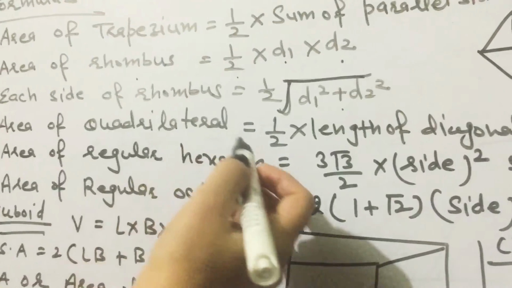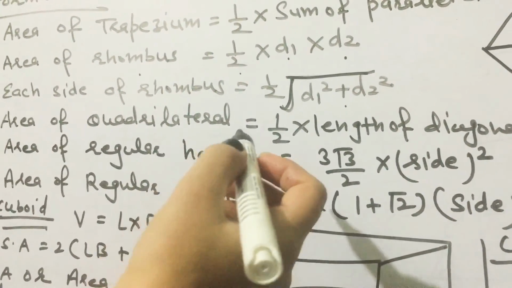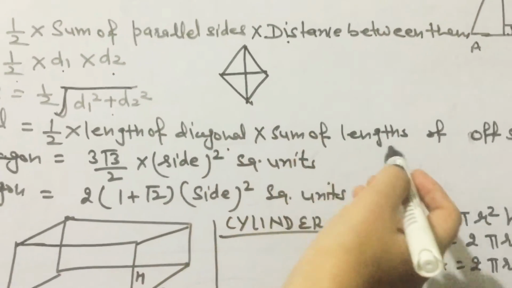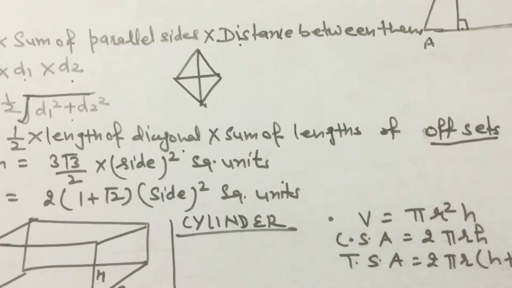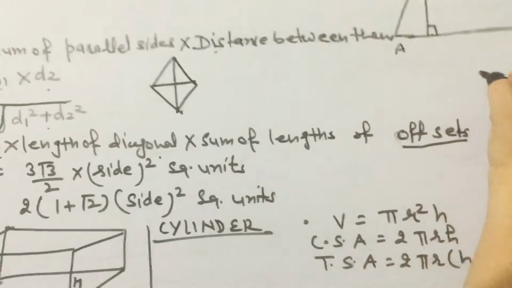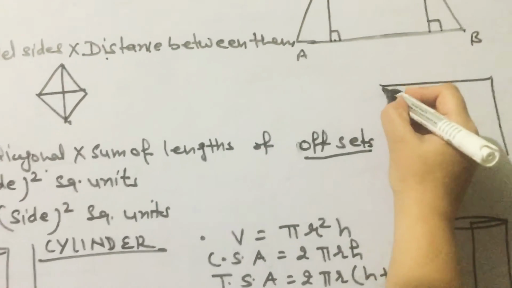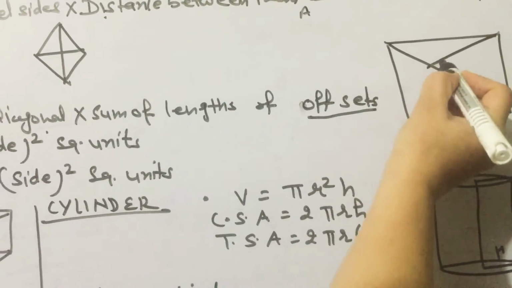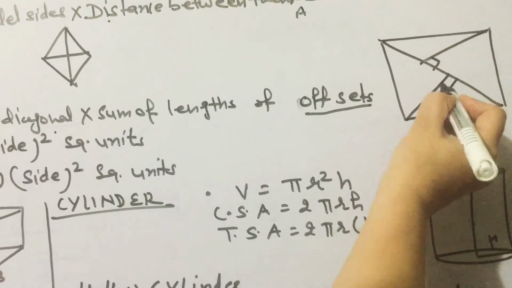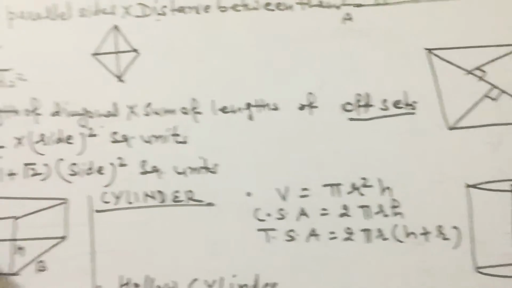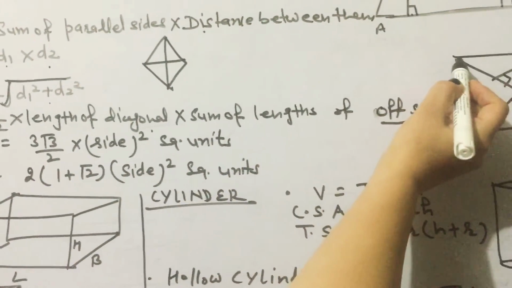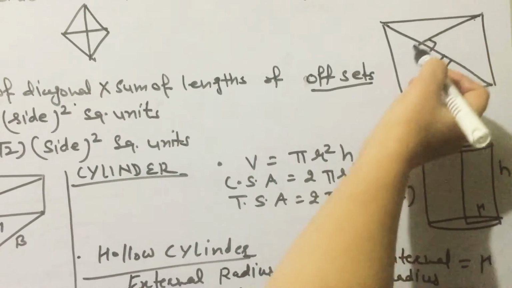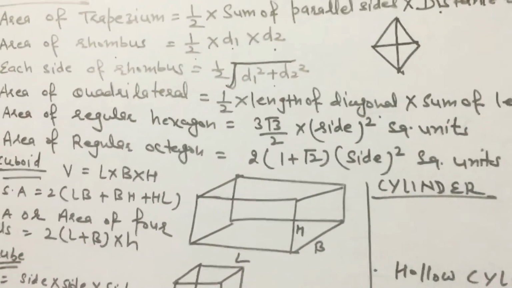Next, area of quadrilateral. Area of quadrilateral is 1 by 2 into the length of the diagonal, when one diagonal is given, and the sum of the lengths of the offsets. Offset means height. Offset is the height. Suppose a quadrilateral is given here. This is the diagonal and these are two heights given. If we have to find the area of this quadrilateral, the formula is 1 by 2 into the length of the diagonal, meaning this common diagonal, and the sum of the lengths of the offsets. These are the heights, these two heights. It will be given, then we have to find the area of the quadrilateral.